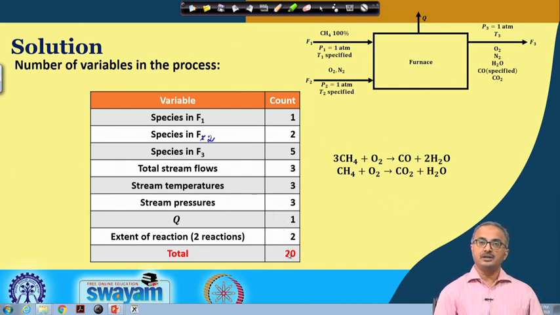Now after counting the variables, we have to count the number of independent equations correlating these variables. So let us now go for this equation counting.